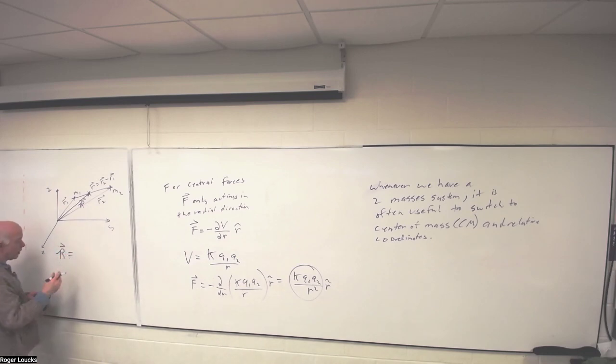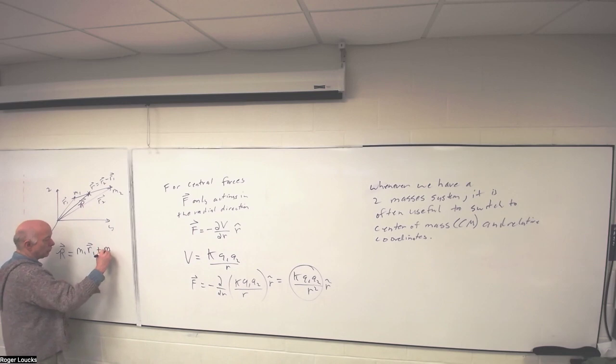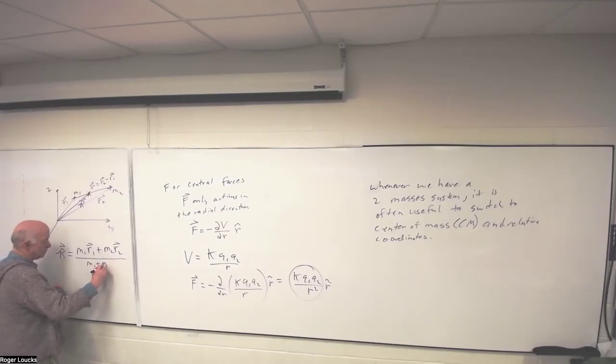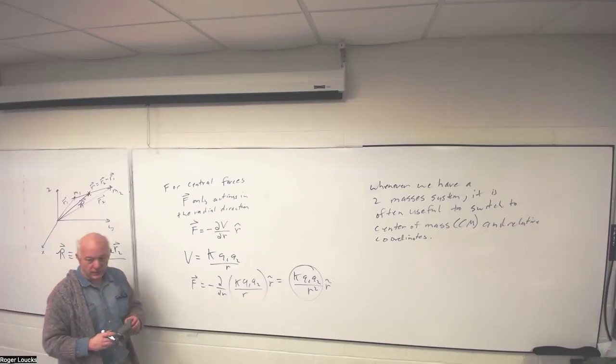So this R here is what? Anyone remember? It's M1 times R1. So you're weighting the position of R1 by the mass of M1. And then we're weighting the R2 position by the mass of M2. And you have to divide through by the total mass. That's how you define that.